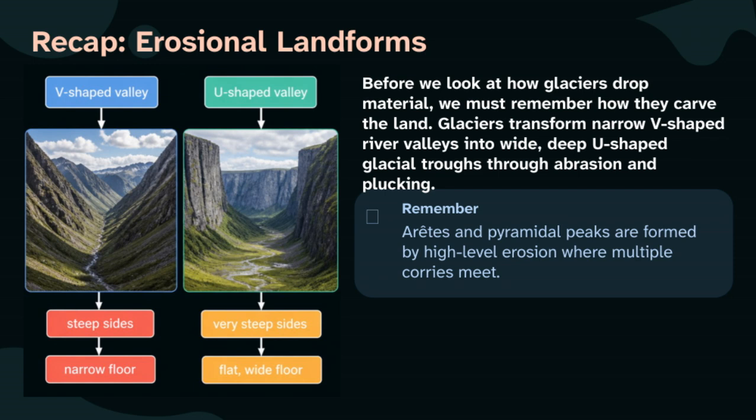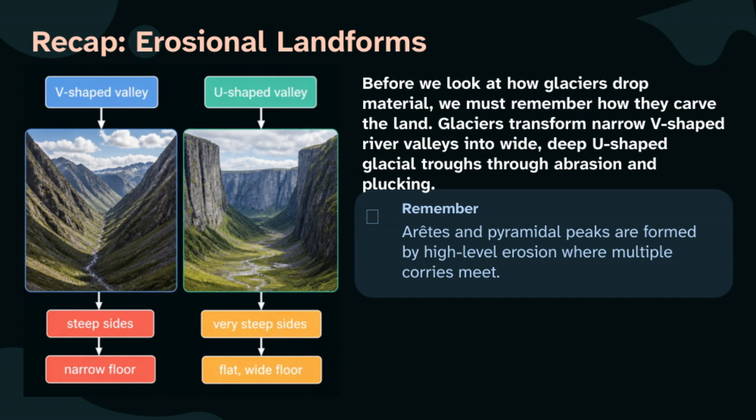Glaciers carve the land through processes such as plucking and abrasion. Plucking happens when meltwater freezes onto rock, and the moving glacier pulls fragments away. Abrasion happens when rocks embedded in the glacier scrape and grind against the bedrock below. Over long periods of time, these processes can transform narrow V-shaped river valleys into wide, deep U-shaped valleys, also known as glacial troughs. High up in the mountains, erosion can create corries, arêtes, and pyramidal peaks.